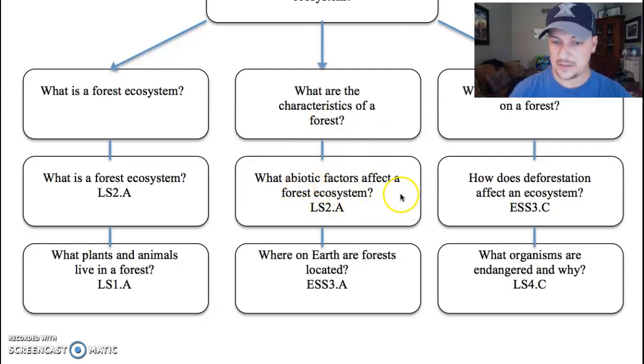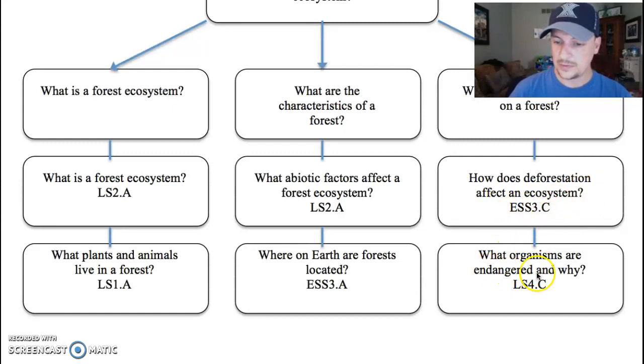What abiotic factors affect a forest ecosystem? That's Life Science 2.A. And where on Earth are forests located? That's Earth and Space Science 3.A. And then under what is the human impact on a forest? It's how does deforestation affect an ecosystem? That's covered by Earth and Space Science 3.C.